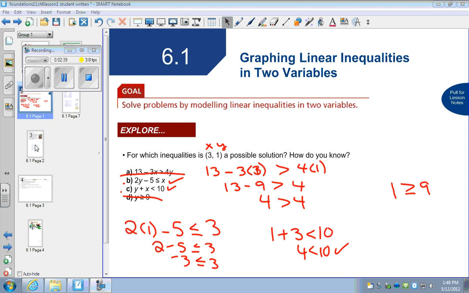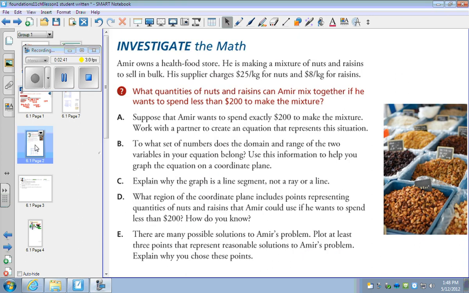Okay, next page. Amir owns a health food store. He's making a mixture of nuts and raisins to sell in bulk. His supplier charges $25 a kilogram for nuts and $8 a kilogram for raisins. What quantity of nuts and raisins can Amir mix together if he wants to spend less than $200?